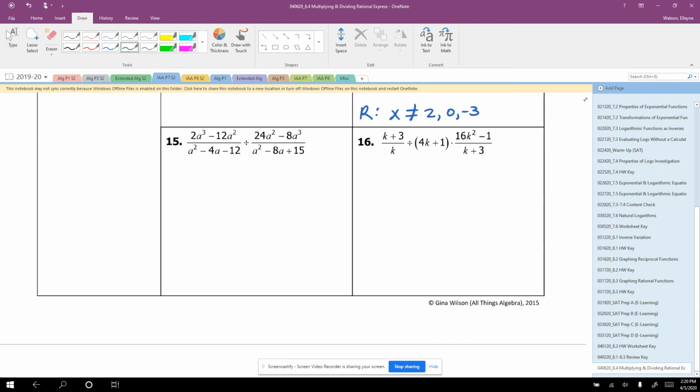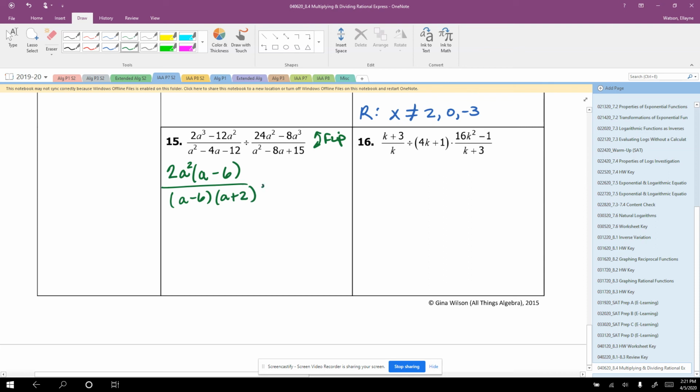Okay, so number 15. Again, we want to flip the second one, and then we're going to factor everything out. So GCFs, a lot of GCFs going on here. So the first term, I'm going to take out a GCF of 2a. This leaves me with a minus 6. Or I'm sorry, 2a squared. Leaves me with a minus 6 on the bottom. Factor that to a minus 6 times a plus 2.